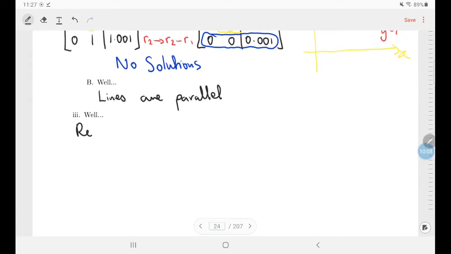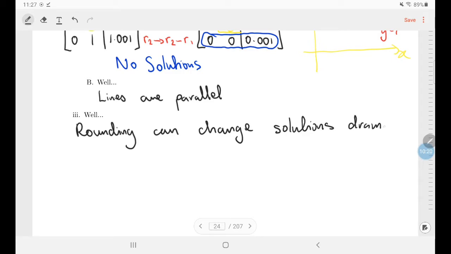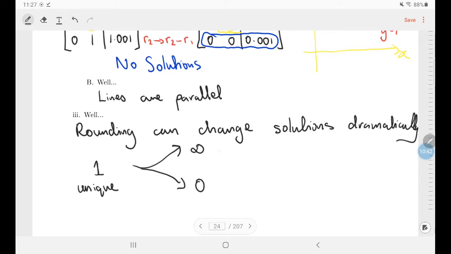Rounding can change the answers utterly. It can change solutions dramatically. And this is more than just changing the numbers a little bit, because remember, originally we had a unique solution. The two lines just intersected once. We did a little bit of rounding, and the rounding actually made the lines the same. We had infinitely many solutions. And then we did another rounding, and we had no solutions.